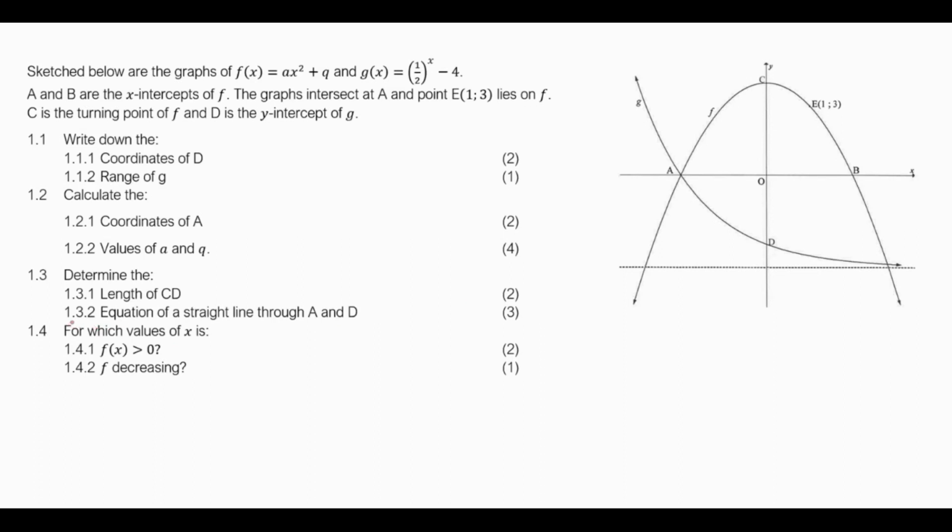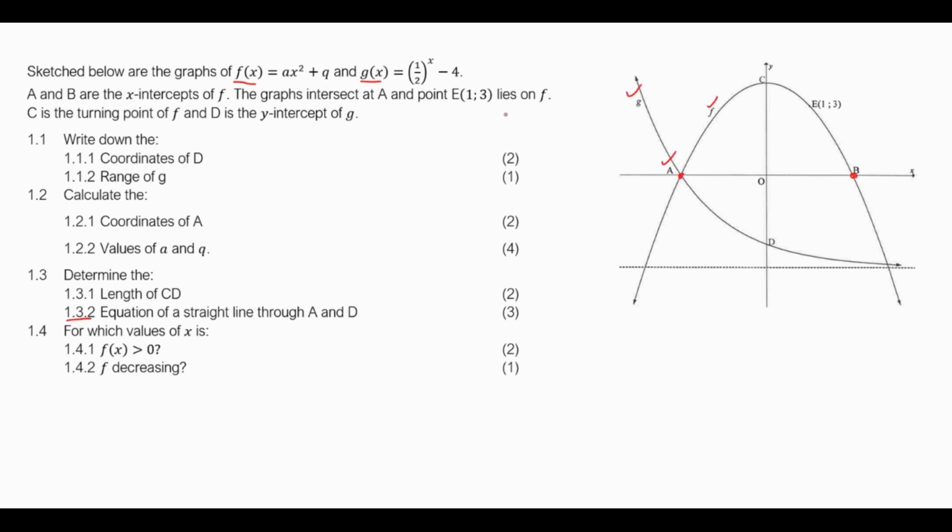Welcome back. Let's do question 132. Sketched below are the graphs of f(x) and g(x). A and B are the x-intercepts of f. The graphs intersect at A. This is f, this is g.